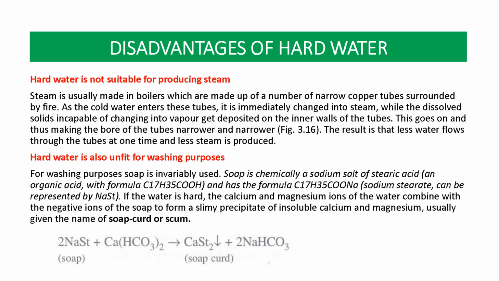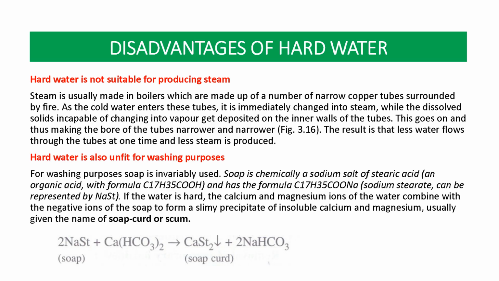So this is another disadvantage. In washing, soap is invariably used. Soap is chemically a sodium salt of stearic acid and has the formula C17H35COONa. So what is soap? Soap is chemically a sodium salt of stearic acid.